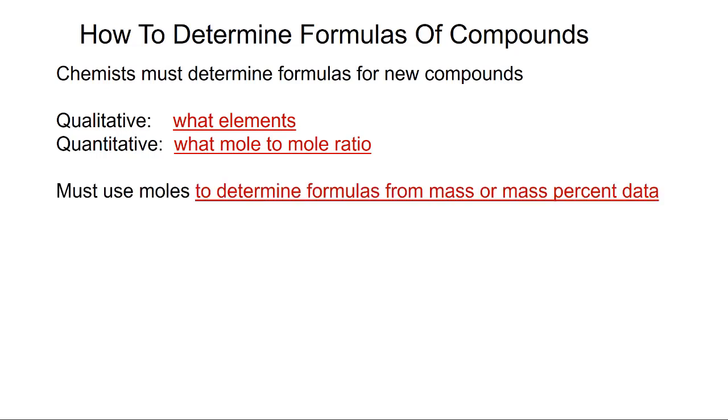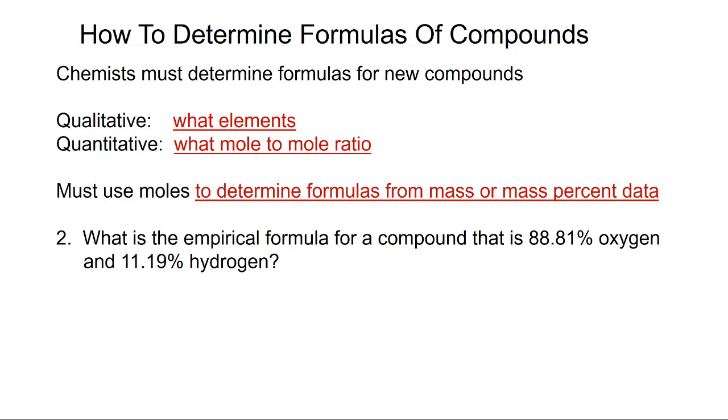We have to use moles to determine the formulas from mass or mass percent data. It's easy to measure mass of compounds. It's much harder to measure moles. Once we've measured mass, we then have to use the molar masses to calculate moles to figure out that mole-to-mole ratio in a chemical formula.